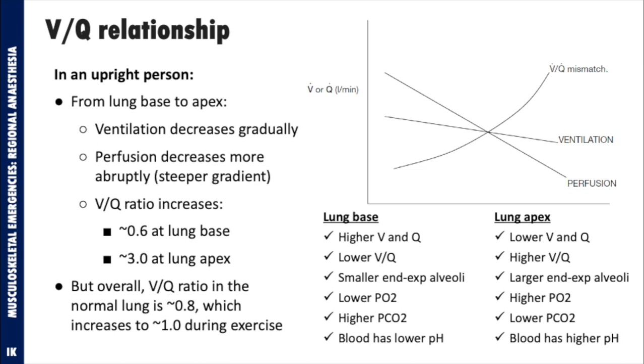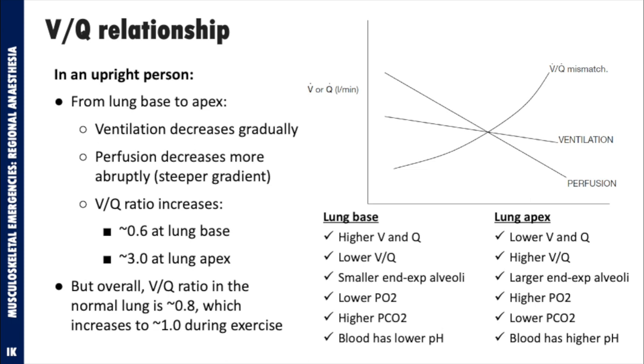Right? So in a normal person, when you look at the whole lung, your VQ is actually not 1. There's a part of your lung where ventilation is less, usually the base, because of airway collapse. But when you exercise, your VQ approaches 1. Ideally, you want VQ to be 1. It means you want 5 liters per minute ventilation, 5 liters per minute perfusion. But in reality, it's about 0.8. But it can increase to 1 during exercise.